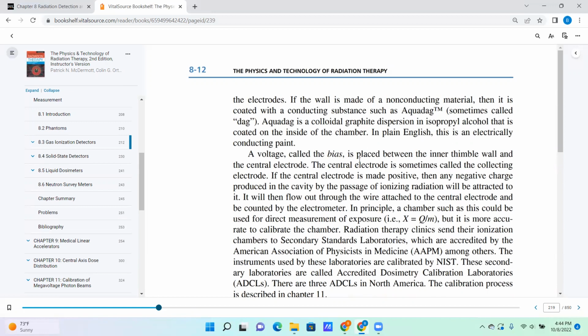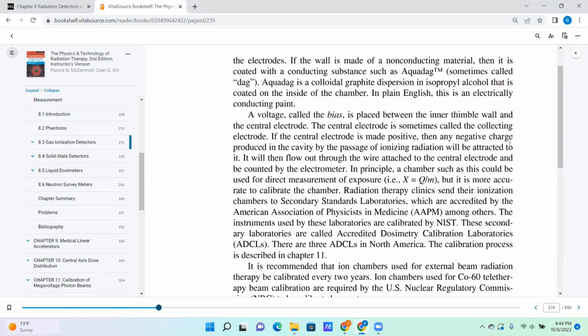A voltage called the bias is placed between the inner thimble wall and the central electrode. The central electrode is sometimes called the collecting electrode. If the central electrode is made positive, then any negative charge produced in the cavity by the passing of ionizing radiation will be attracted to it. It then flows to the wire, attracted to the central electrode, and then will be counted by the electrometer.